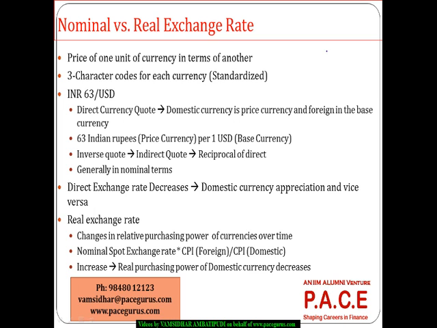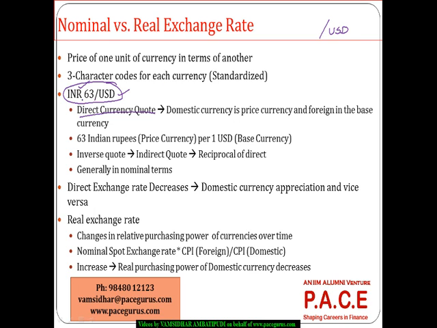Now, from the representation perspective, we commonly see that the representation goes like this: 63 INR per US dollar. What does it mean? 1 US dollar is worth 63 Indian rupees. This is called a direct currency quote. We have two types of quotations that we commonly observe. When I say direct currency quotation, we exhibit the domestic currency and the foreign currency in this manner, per one unit of foreign currency.